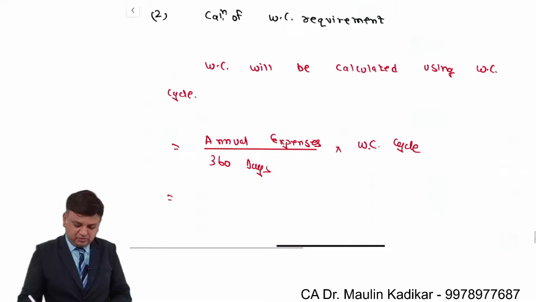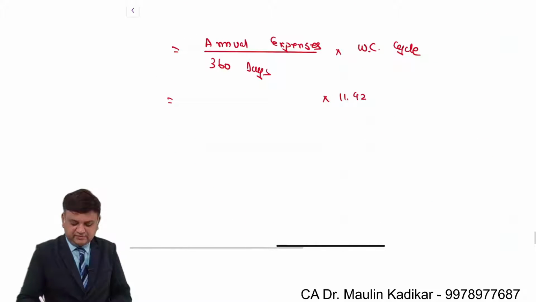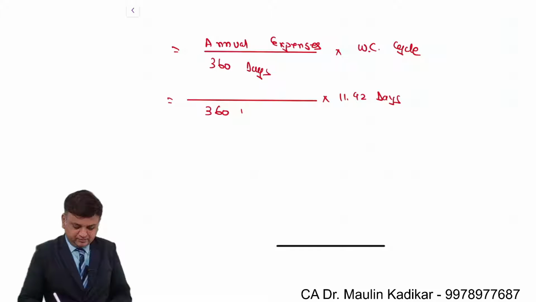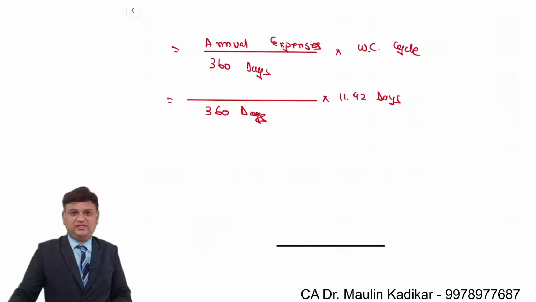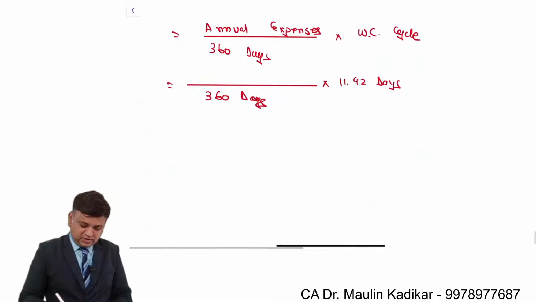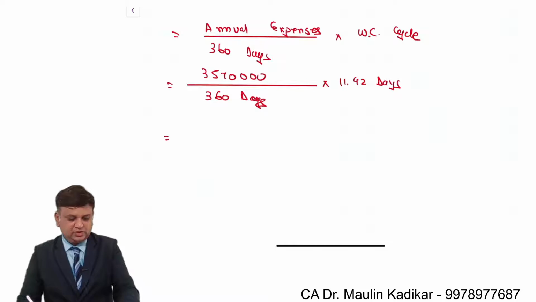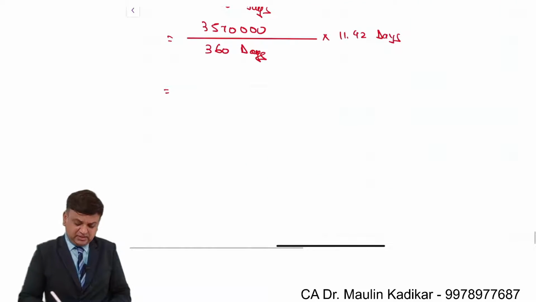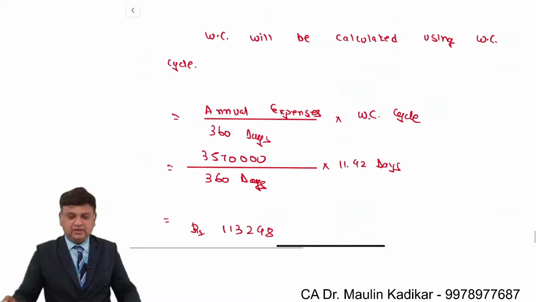So here it is 11.42. So this is obviously 11.42 days. In the division we will have 360 days, multiplying with the annual expense. Friends, annual expense is an amount of 35,70,000. So here 35,70,000 is the numerator. So 35,70,000 divided by 360 into 11.42 is 1,13,248. So this is the working capital investment that we have based on working capital cycle.